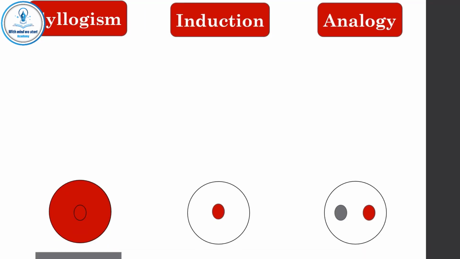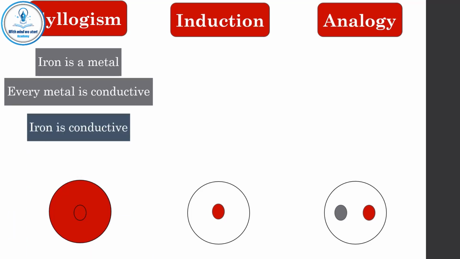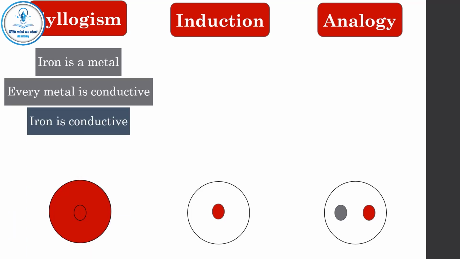Another example. Iron is a metal. Every metal is conductive, so iron is conductive. Every metal is conductive is a general or a universal premise. Iron is conductive is a special conclusion, so this is a syllogism. The conclusion here is true and certain, provided that the premises are true and certain.